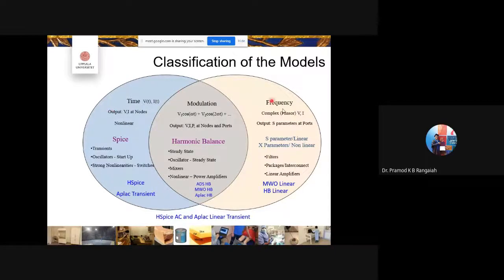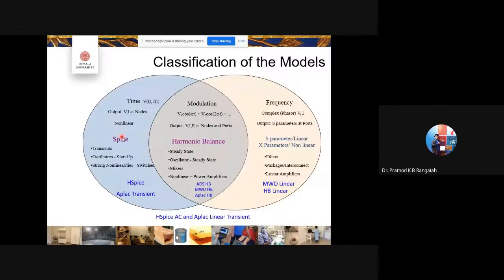So these two are the basic domains for measurements, and from a mix of these two we get modulation. The modulation happens with exponential functions of the voltage and other factors. Based on the ports, we will be looking at the voltage, current, and also power. So these are the three basic domains. Based on these basic domains, we do have some models. Whenever we are looking at the SPICE model, it is completely a time domain measurement.